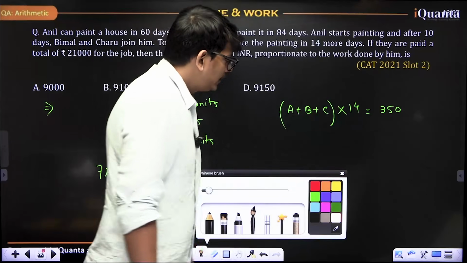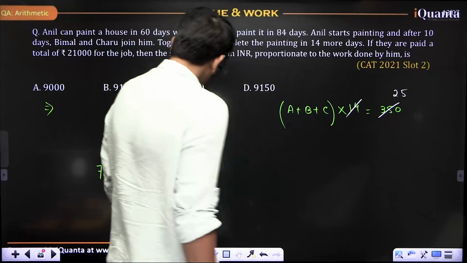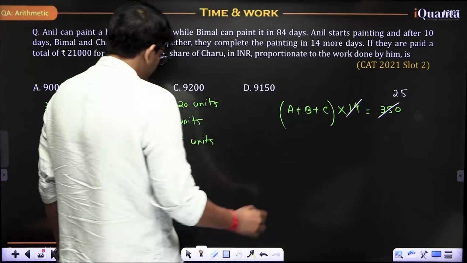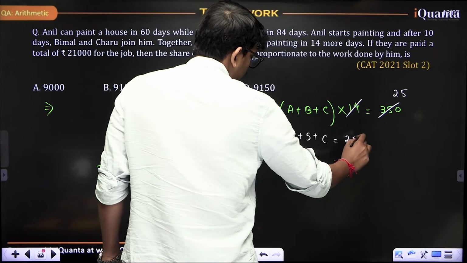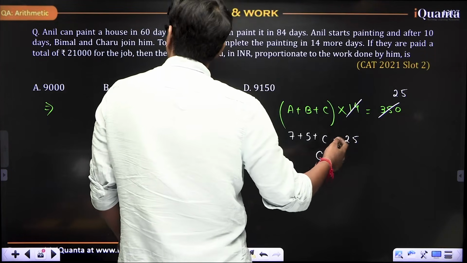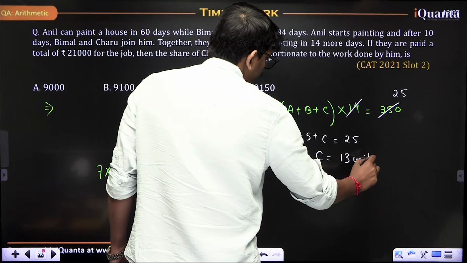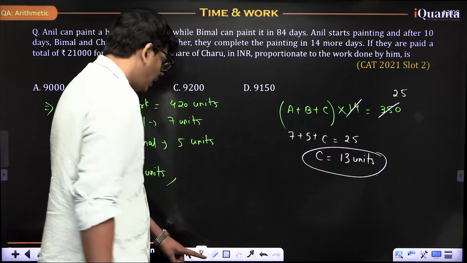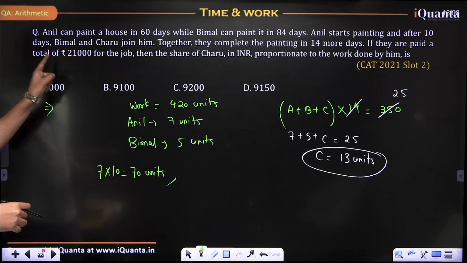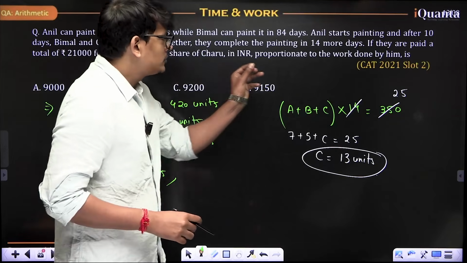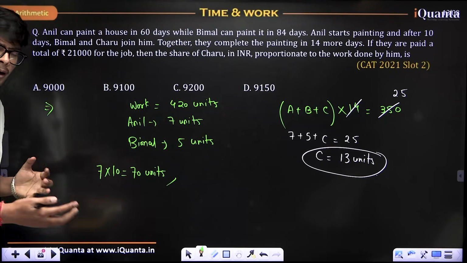So I hope we can find out the value of A plus B plus C. Let's cancel out this. I can put this here. So the efficiency of C, that is Charu, will be 13 units. Okay. Now, what we have to find out? If they are paid a total of 21,000 for the job, then the share of Charu proportionate to the work done by him. Let's find out the work done by A.